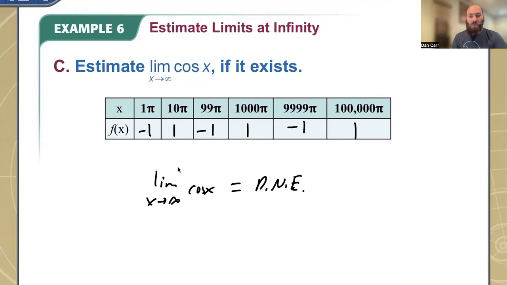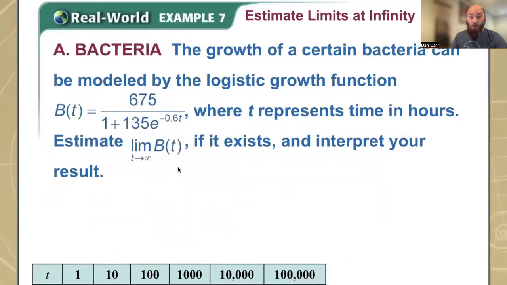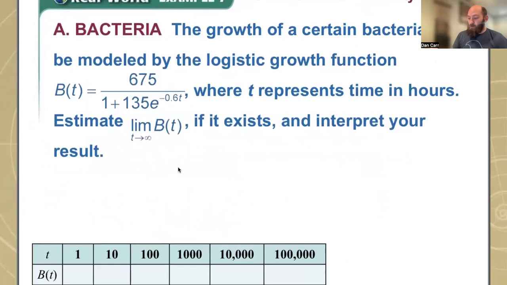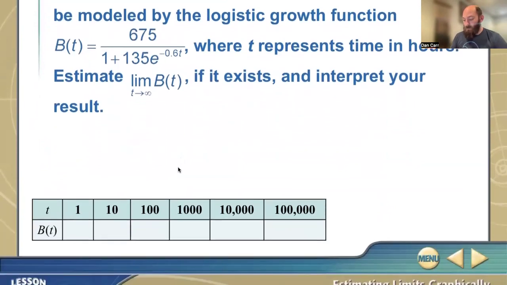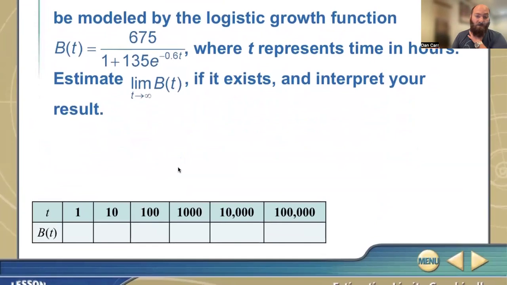Okay. All right. Last one today. The growth of a certain bacteria can be modeled by the logistic growth function. B of t equals this, where t represents time in hours. Estimate the limit of B of t if it exists. Interpret your results. Okay. So the idea here is understanding what's going on with the logistic problem.